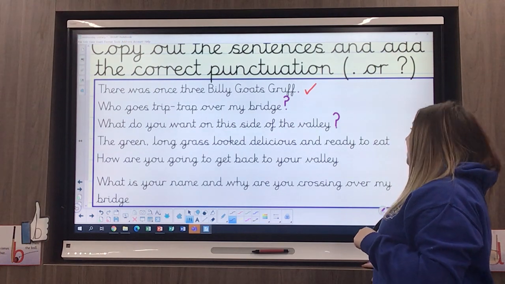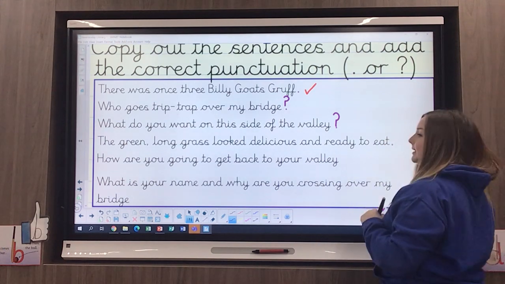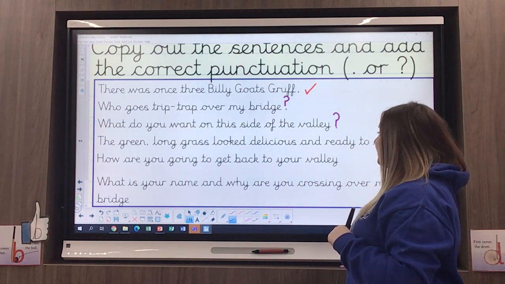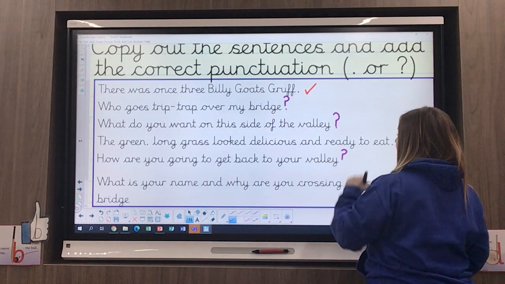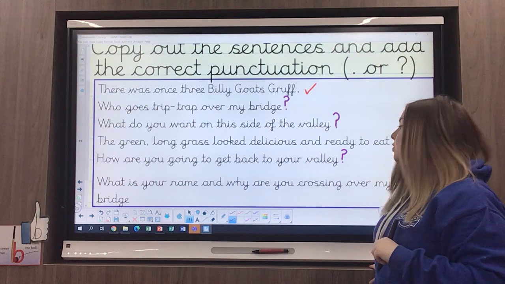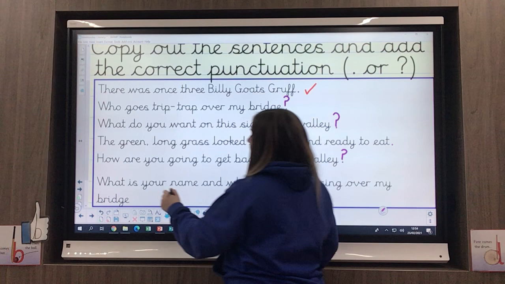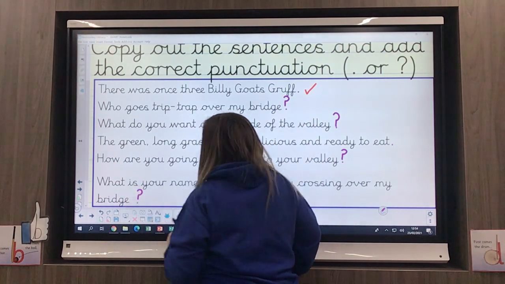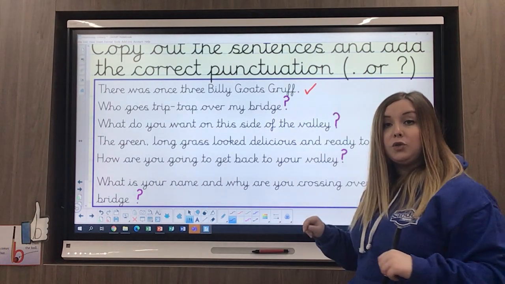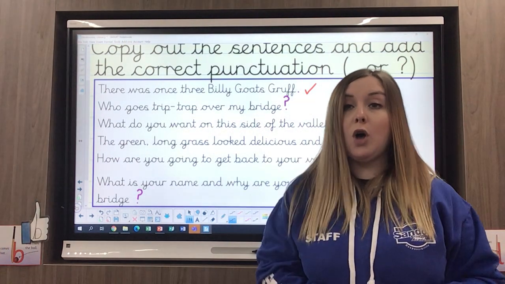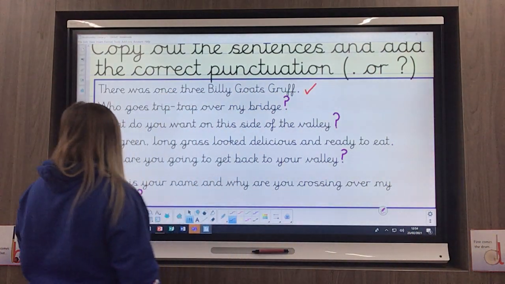The green long grass looked delicious and ready to eat. That's just a sentence. How are you going to get back to your valley? Is a question. And what is your name? And why are you crossing over my bridge? Is also a question. So don't forget to mark your work. Give yourself a tick or a little dot if you got it right or if you got it wrong. Okay. So we've done lots of writing today, Year 4.